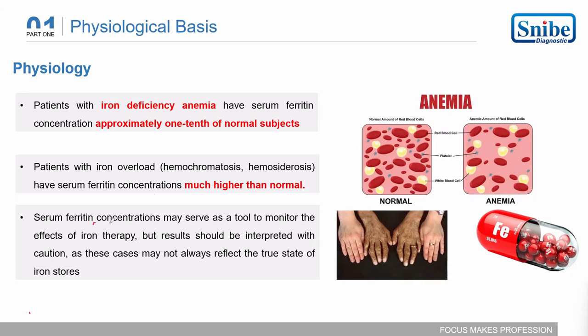The serum ferritin concentration may serve as a tool to monitor the effect of iron therapy, but results should be interpreted with caution, as they may not always reflect the true state of iron. You can use the high and low serum ferritin values to differentiate iron deficiency anemia from hemochromatosis or hemosiderosis in the patient. Or you can use this tool to monitor the effect of iron therapy, but it is not as reliable as other tools.